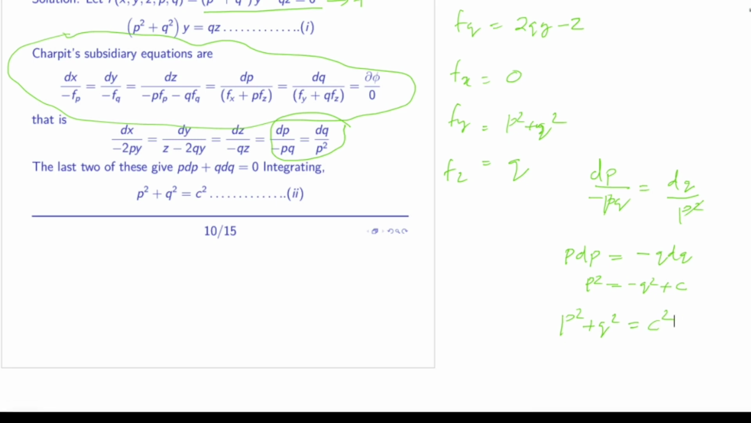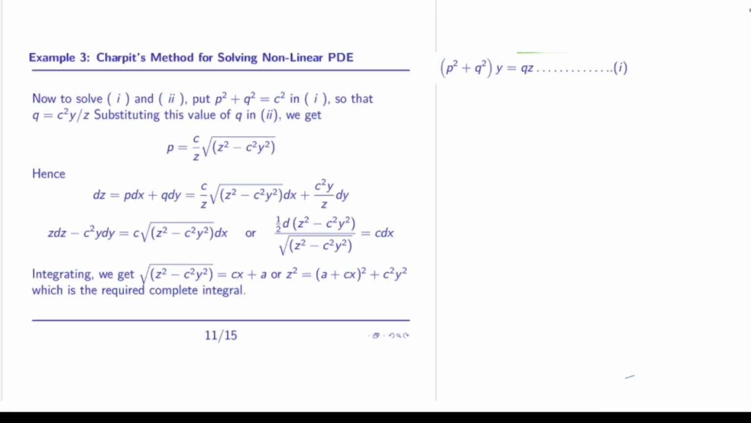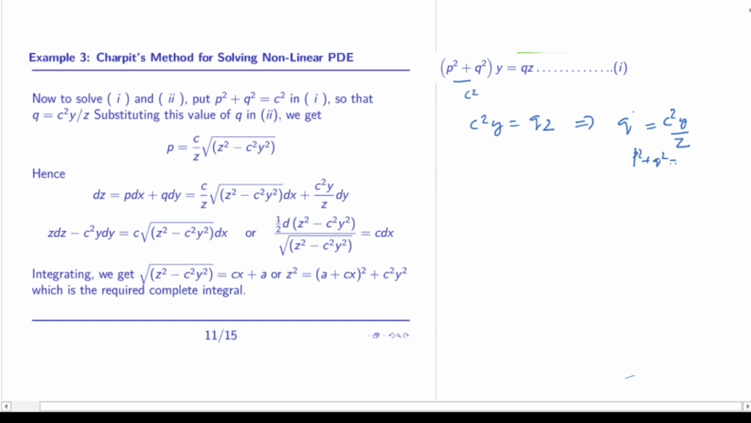Okay, now we can substitute, instead of p square plus q square, we can substitute c square. So what we get is c square y is equal to q z. That implies q equal to c square y divided by z. Now we can substitute this into again the equation p square plus q square equal to c square.